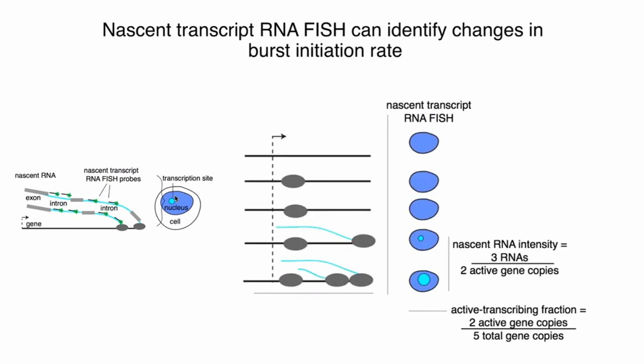And the measurements that we get from that I'm showing here. So one is active transcribing fraction. So how many gene copies have recently made that type of nascent RNA? In this toy example, 2 of the 5 gene copies have recently made RNA. Then the other measure is nascent RNA intensity. So how many nascent RNAs has each active copy made? So this one has made 1, so you see a smaller fluorescent spot in the nucleus. This one has made 2, so you'd see a larger spot. So in this toy example, the nascent RNA intensity is 1.5.